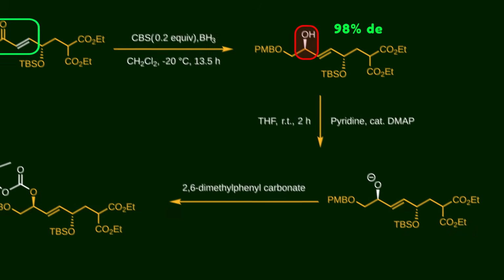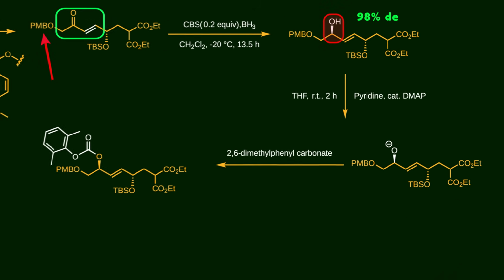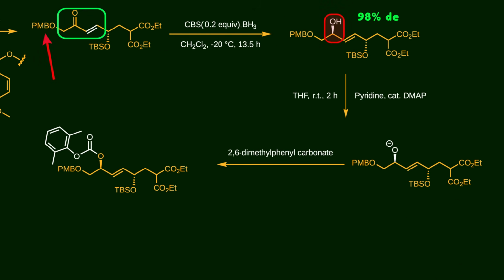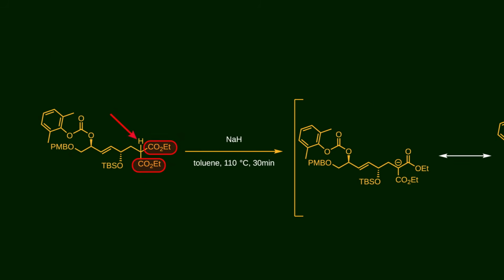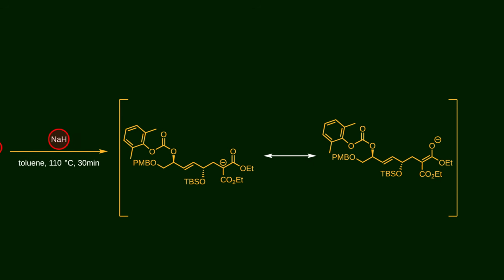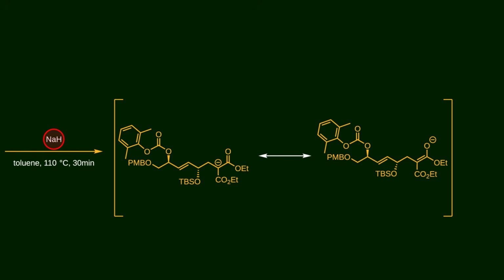After deprotonation with pyridine, the allylic alcohol attacks 2,6-dimethylphenyl chloroformate to provide the allylic carbonate. Notice that this hydrogen is acidic due to the existence of two withdrawing groups, so sodium hydride can abstract the acidic proton. Now this intermediate undergoes intramolecular cyclization, in which the carbonate moiety acts as a good leaving group.